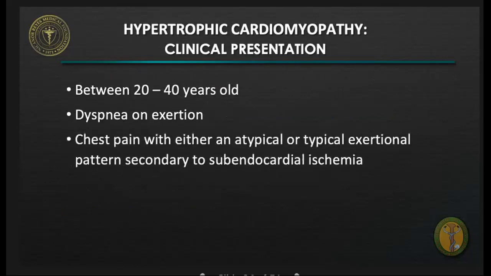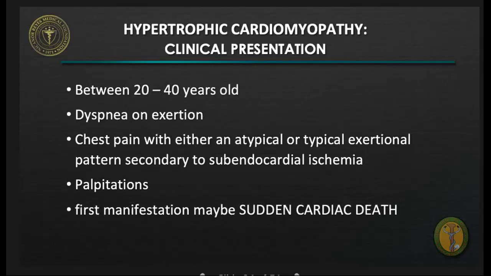Chest pain with either an atypical or typical exertional pattern occurs in more than half of symptomatic patients, and this is attributed to myocardial ischemia from high demand and abnormal intramural coronary arteries in the hypertrophied myocardium that causes subendocardial ischemia. Palpitations may result from atrial fibrillation or ventricular arrhythmias. Sudden cardiac death is the most devastating presenting manifestation.